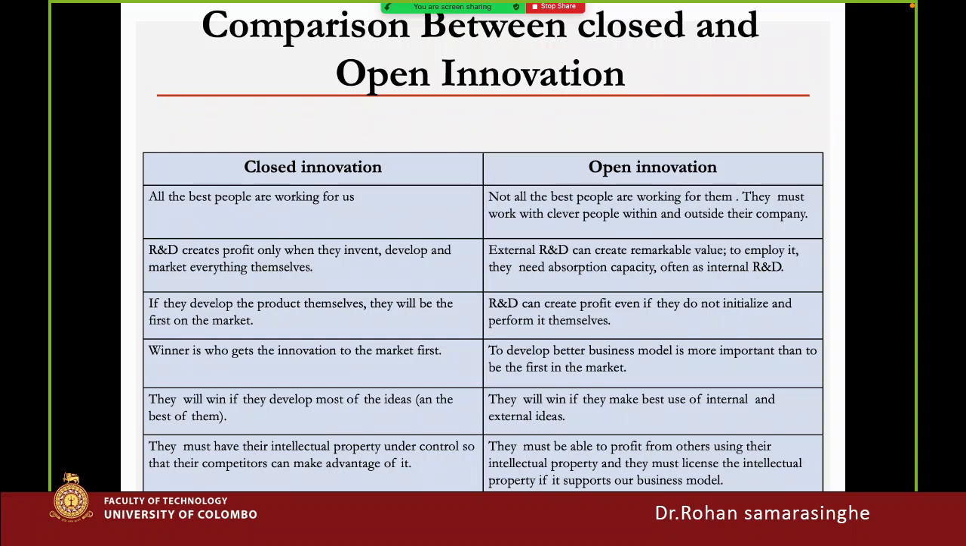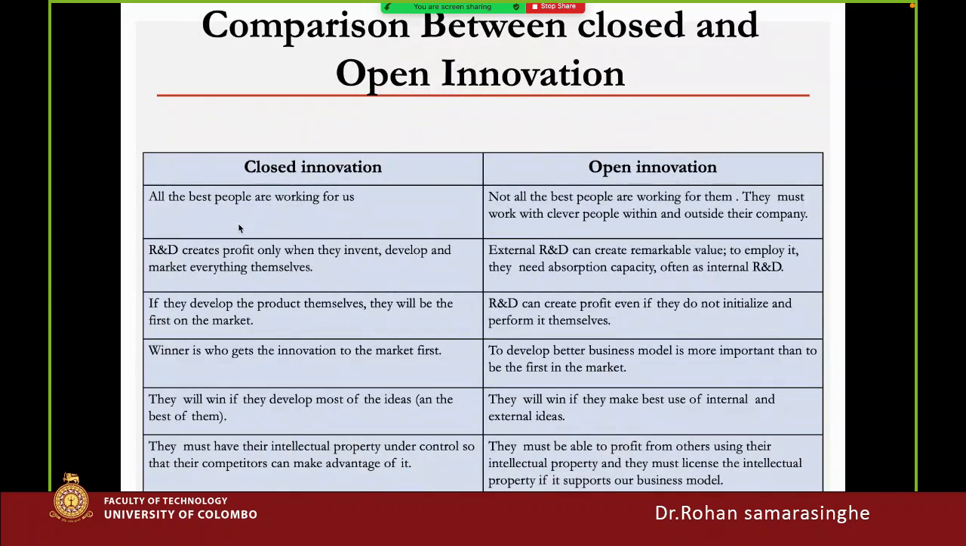So they must have their intellectual property under control so that their competitors cannot take advantage. They can get the intellectual property rights for the company, and they must be able to profit from others using their intellectual property, and they must license the intellectual property if it supports another business model also. Then they can sell their intellectual rights to different companies and earn more.